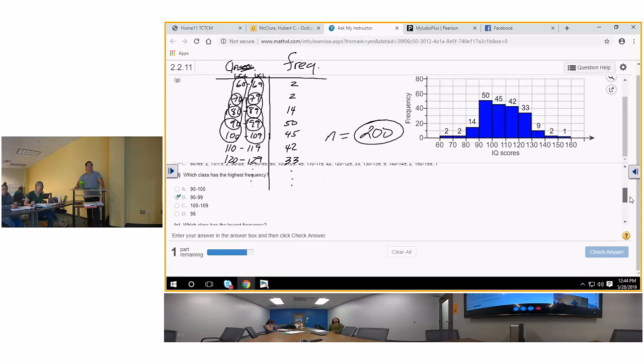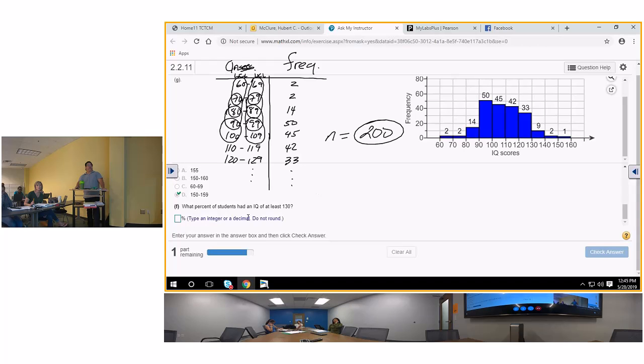Which one has the highest frequency? 90 to 99, because it has 50. It's the highest peak. So that would be 90 to 99. Which one has the lowest? 150 to 159, because it has 1.